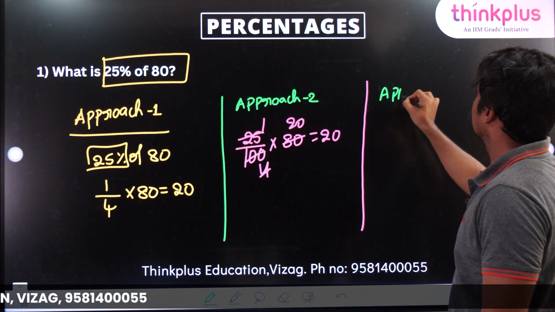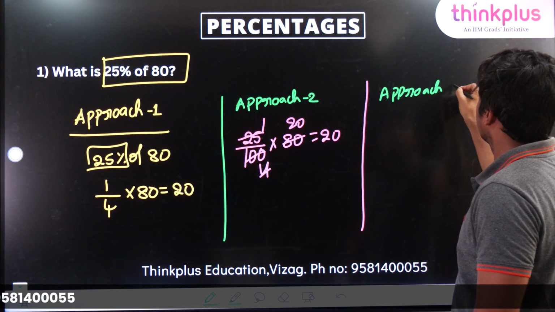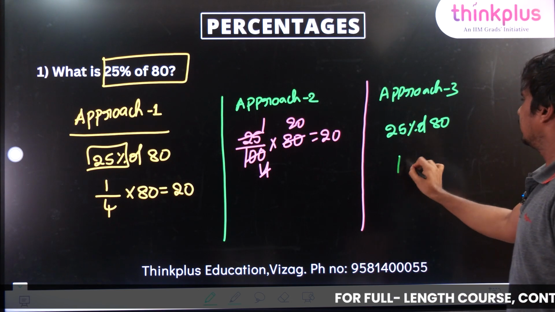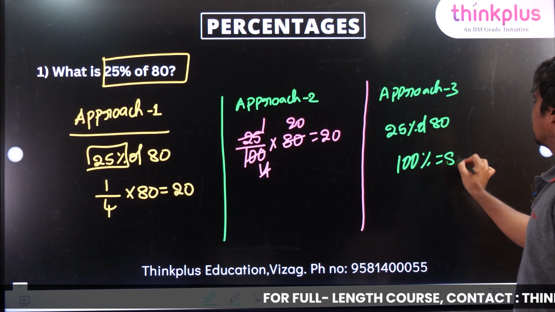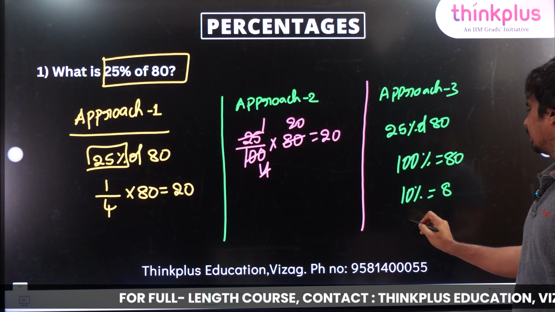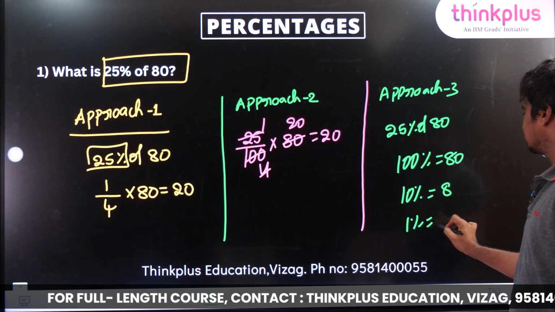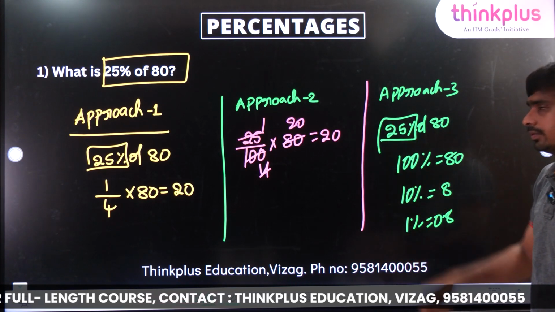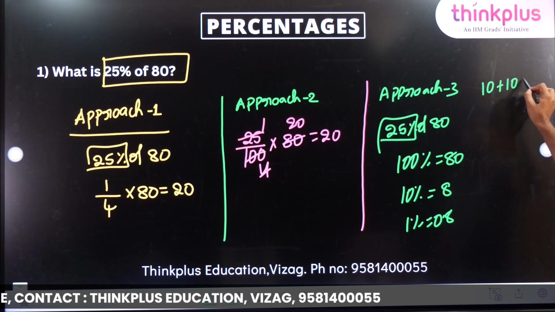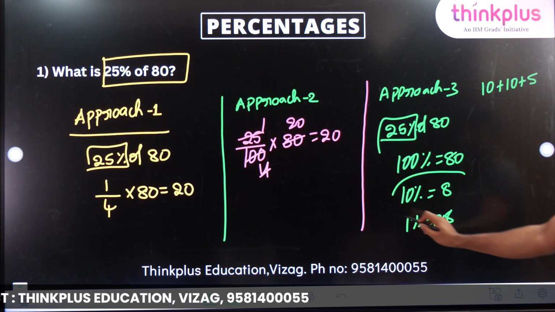Approach 3. 25% of 80. I will take 100% is equal to 80. Then 10% will become 8. And 1% will become 0.8. Now look at the idea of 25%. 25% is nothing but 10 plus 10 plus 5. I know 10% is 8.